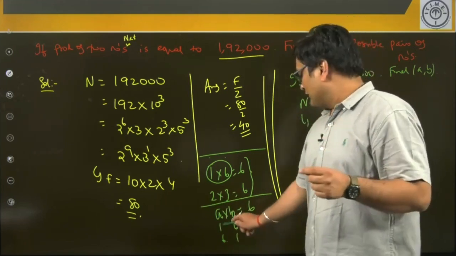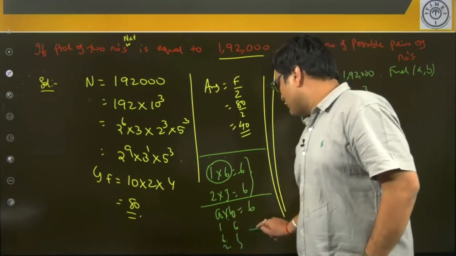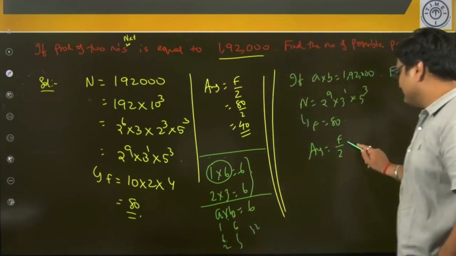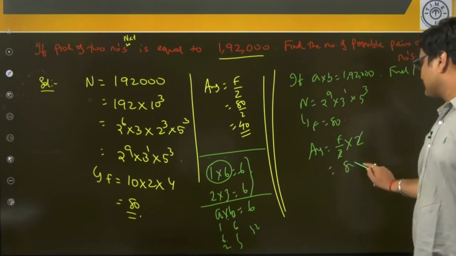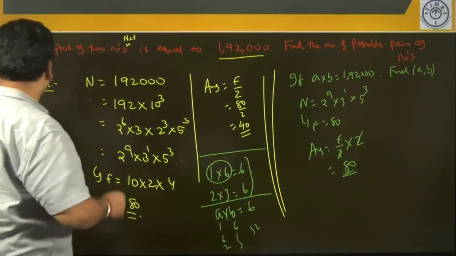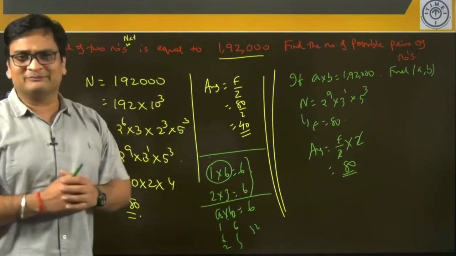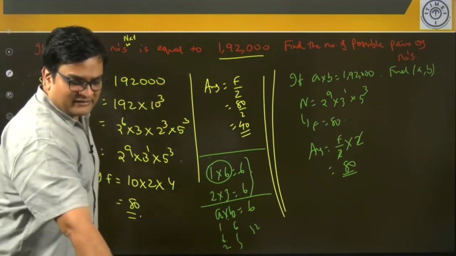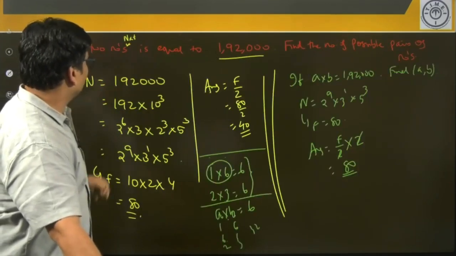So for example, 1 comma 6 is there, 6 comma 1 will also be there, 2 comma 3 is there, 3 comma 2 will also be there, and hence my answer here will be doubled. So my answer will be equal to the number of factors, which is 18. So please note this small difference that we have in case of this problem. I hope we are clear with this. So we have looked at the product of factors, a small problem.